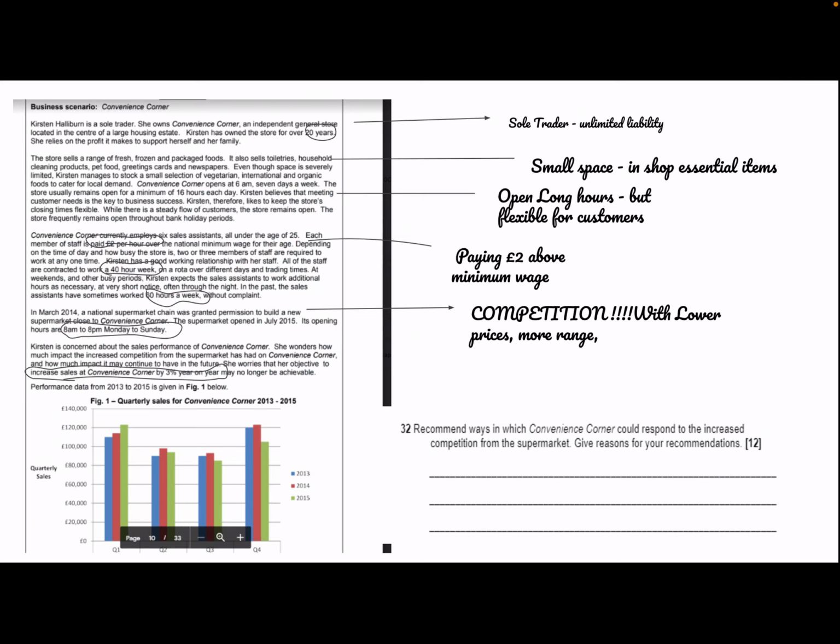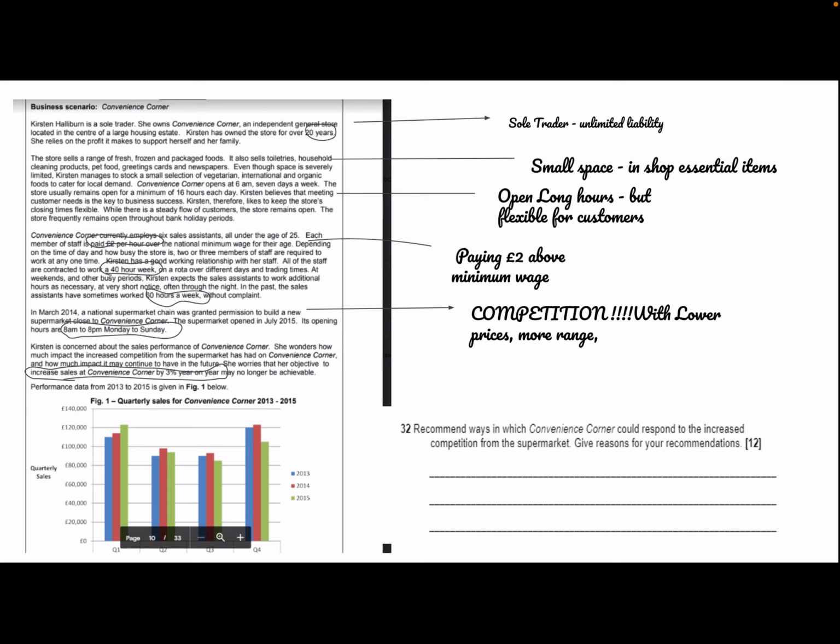So generally, what we've got here is a fantastic little business. It's been running for 20 years. It's serving a local community. It's obviously been profitable for the last 20 years because it's supported her and her family. That's been her main source of income.